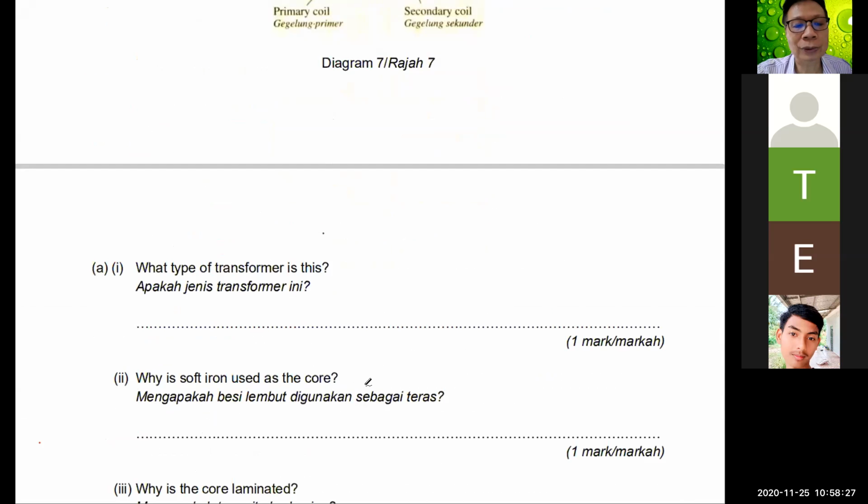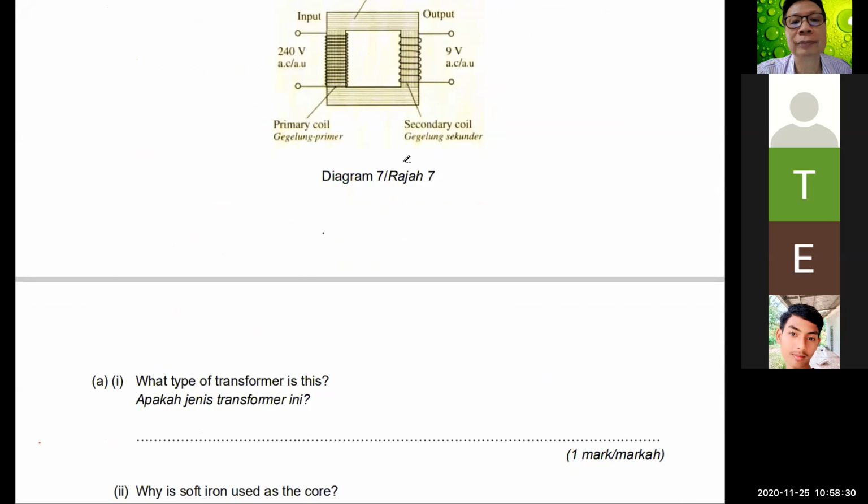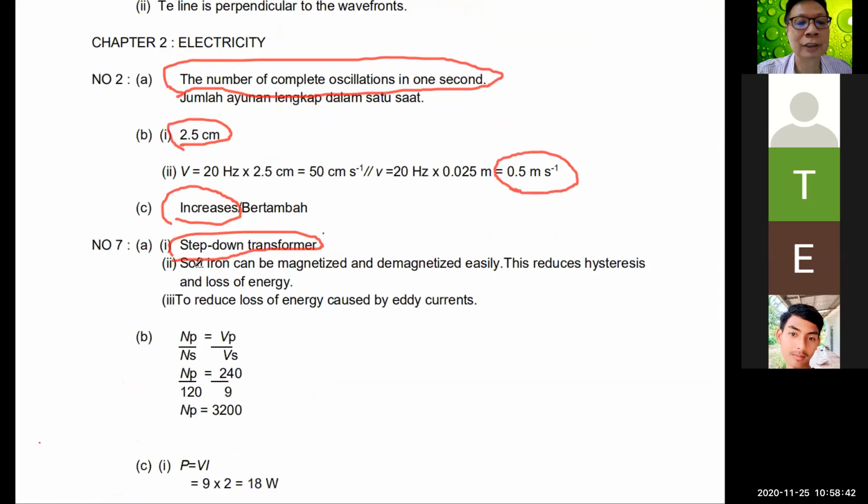Why is soft iron used? You all should know the answer now. The reason for using soft iron is that it is easily magnetized and demagnetized. Yes, correct, Shakira, you are right. So the answer: soft iron can be magnetized and demagnetized easily. This reduces hysteresis loss.